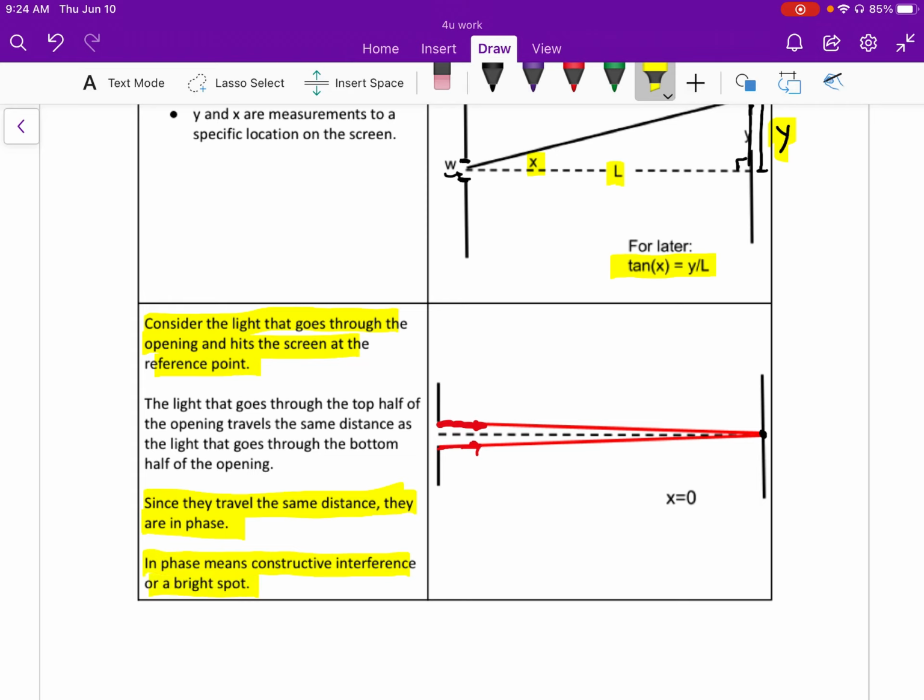In phase means it's going to be a bright spot. So if we consider the point right on the reference line, which is an angle of 0, or we could say a y of 0, we haven't moved any centimeters away from the reference line. Just like the double slit, that point is a bright spot.